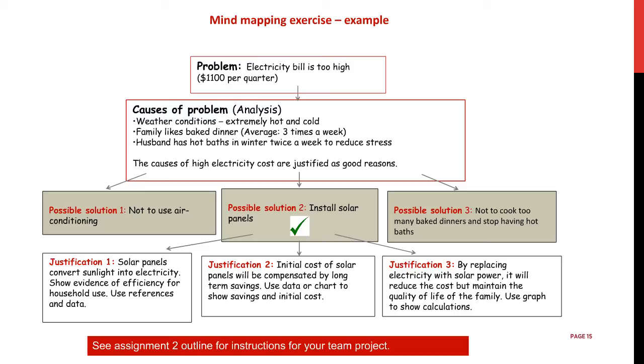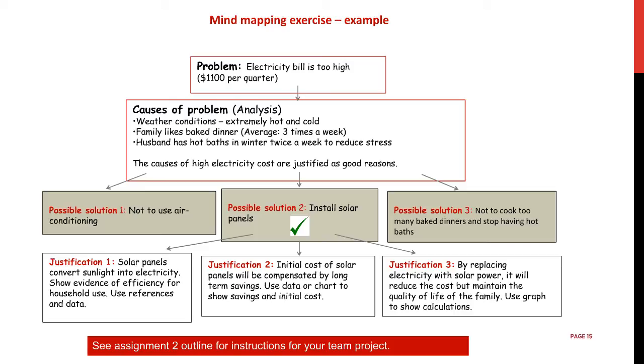We might find a problem which is the electricity bill is too high at $1,100 per quarter. Upon analyzing this problem, we might find that the weather conditions are extremely hot and cold, that the family likes baked dinner, average 3 times a week, and the husband has hot baths in winter twice a week to reduce his stress. The causes of high electricity cost are justified as good reasons.